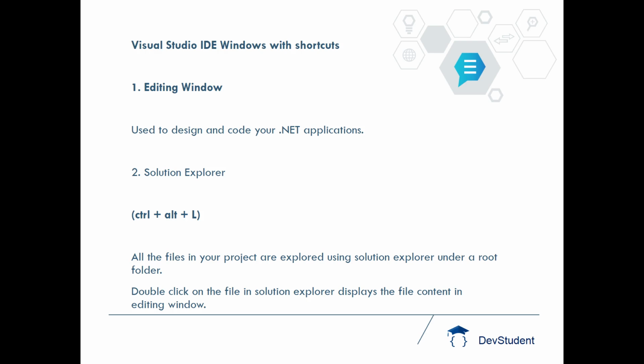The shortcut for Solution Explorer is Ctrl plus Alt plus L. You have to press the 3 keys to open the Solution Explorer. All the files present in your project can be seen in Solution Explorer, and they will be in hierarchy order so that you can understand under which folder which files are present. And double clicking on each file will show you the content of that file in the editing window where you can edit and save immediately.